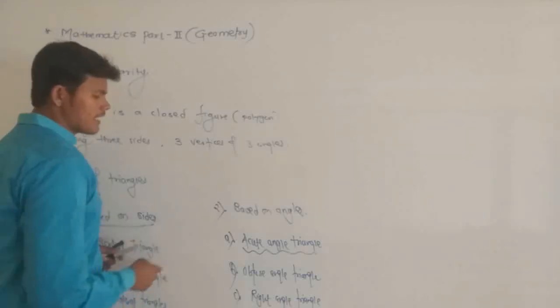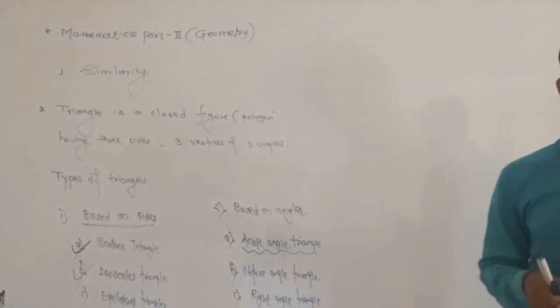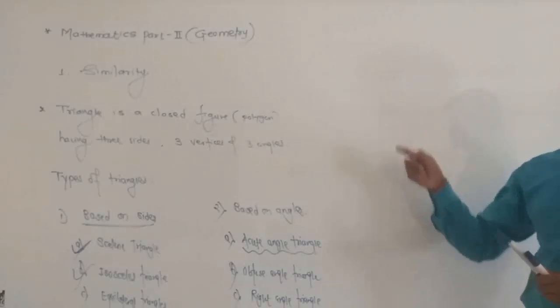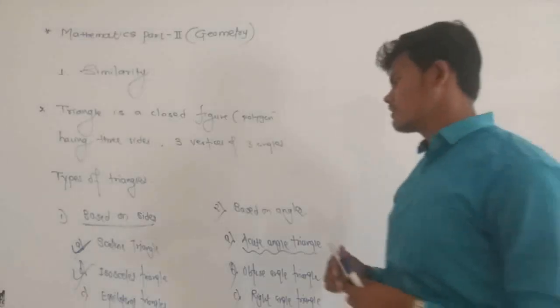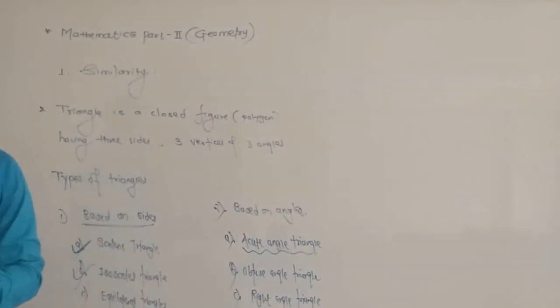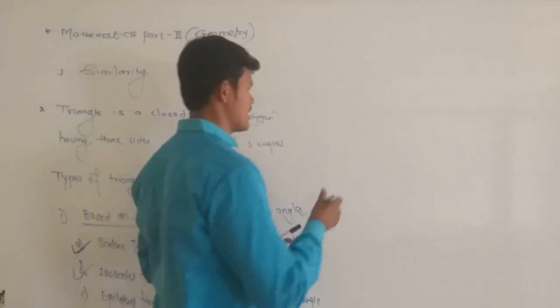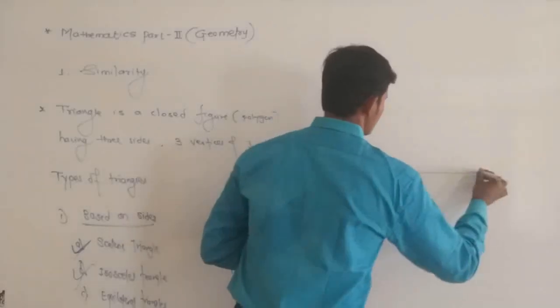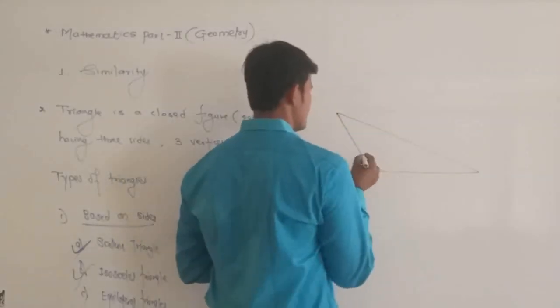So acute angle triangle means what? A triangle whose all angles, or every angle, is less than 90 degrees, but the sum of all these three angles is 180 degrees. Now obtuse angle triangle. Obtuse angle triangle means what? A triangle whose one angle is greater than 90 degrees.